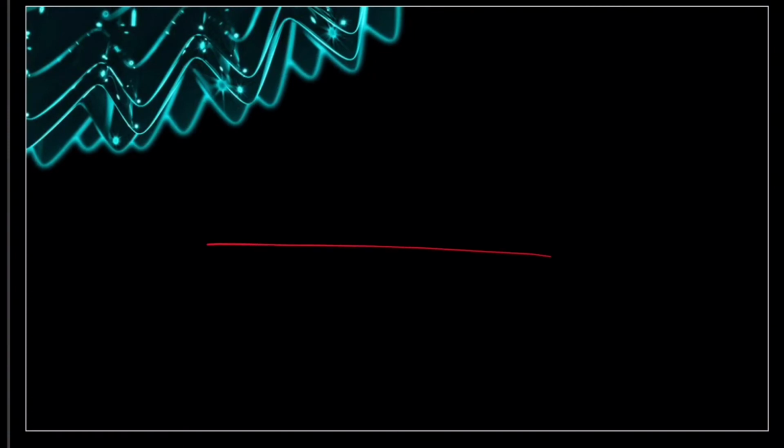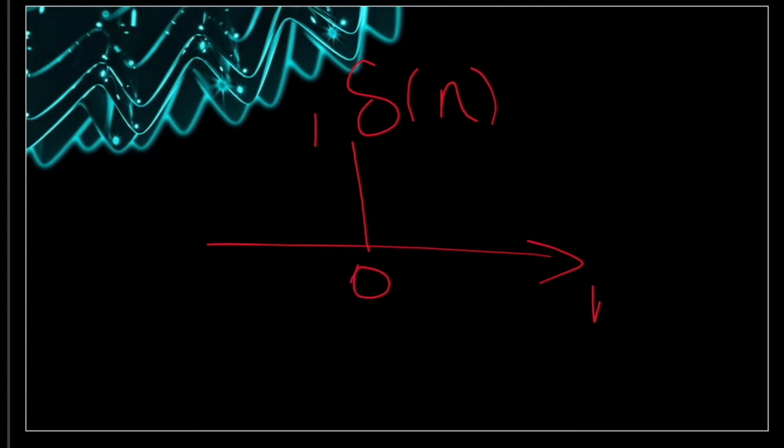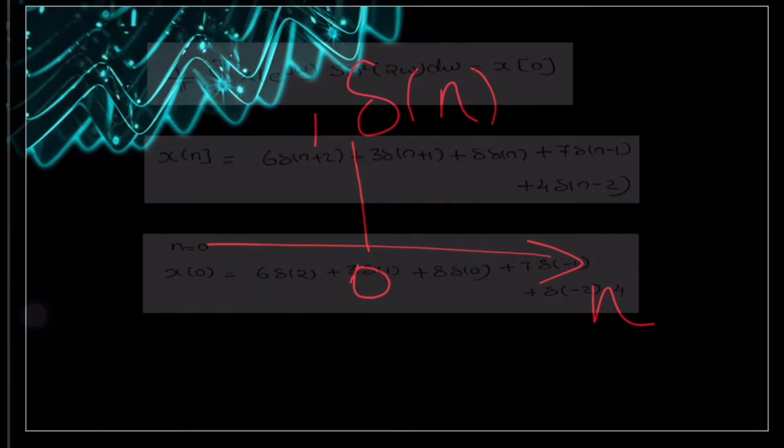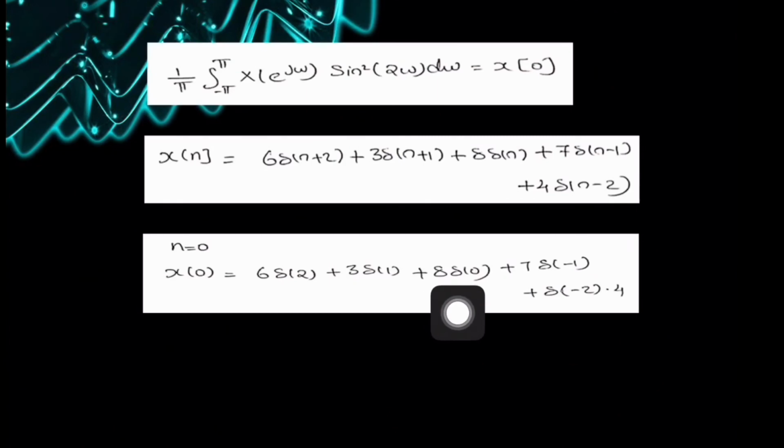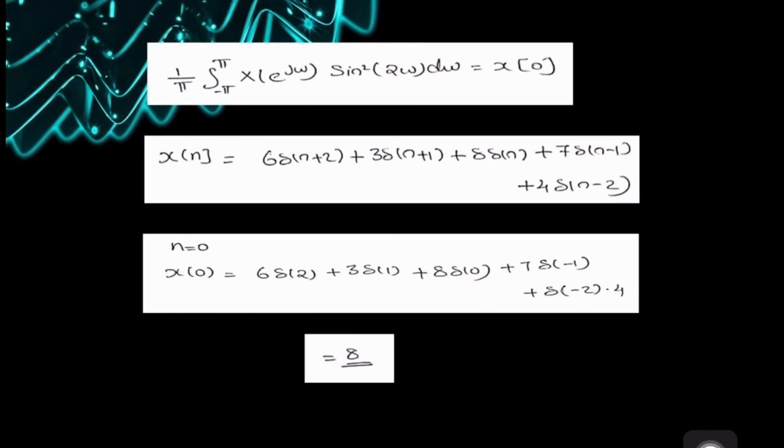In fact, the unit impulse function is a signal which has a value 1 at n equal to 0, and it is defined as 0 for all other values of n. Hence, 8 into del of 0 is the only non-zero value in this expression, and that is equal to 8 into 1, that is 8. Thus we obtained our desired quantity as 8. Okay. Hope you all understood this problem perfectly. Moving on to next question.